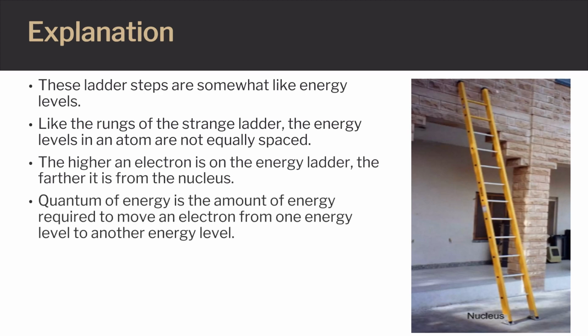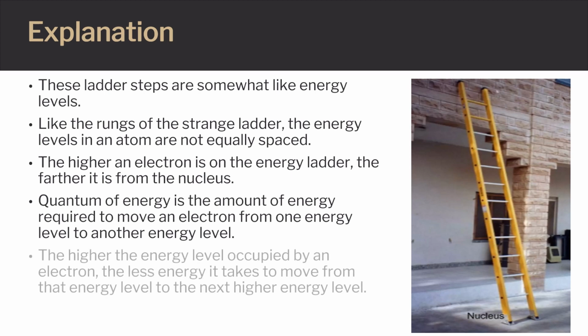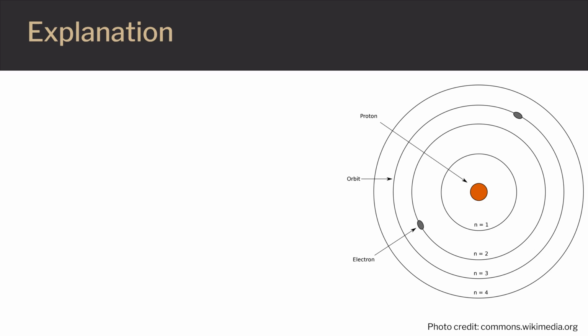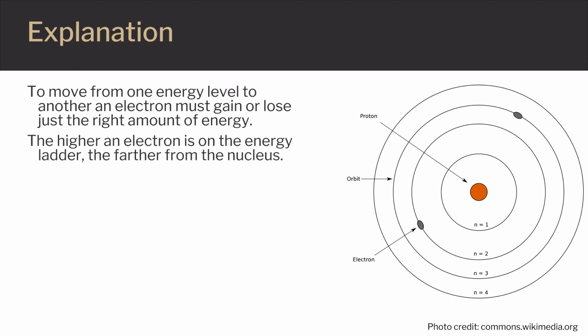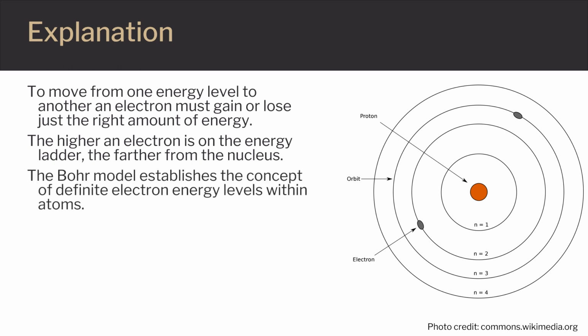Quantum of energy is the amount of energy required to move an electron from one energy level to another energy level. The higher the energy level occupied by an electron, the less energy it takes to move from that energy level to the next higher energy level. Now, let's take a closer look at the Bohr model. To move from one energy level to another, an electron must gain or lose just the right amount of energy. The higher an electron is on the energy ladder, the farther from the nucleus. The Bohr model establishes the concept of definite electron energy levels within atoms.